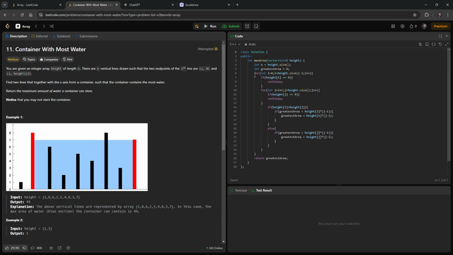I'm going through each iteration, over the size, which I should do in order to find each possible area. After doing so, the size, greatest area equals 0.